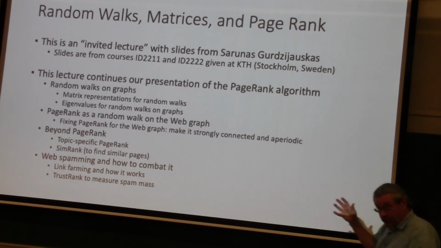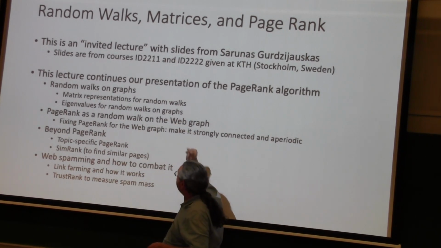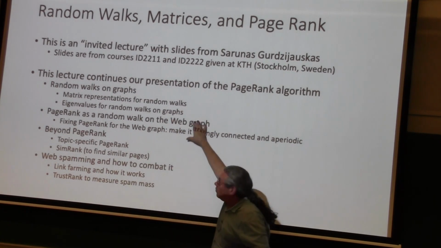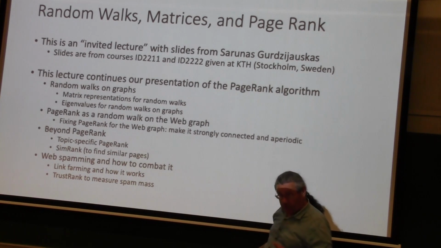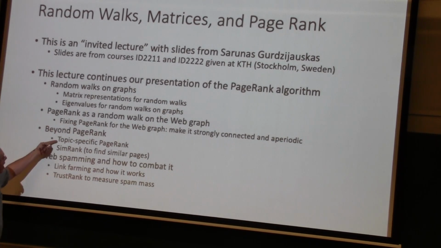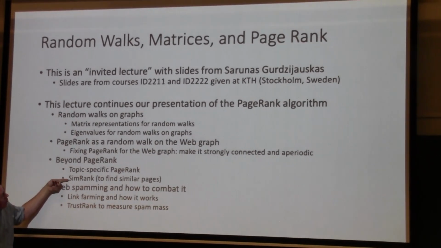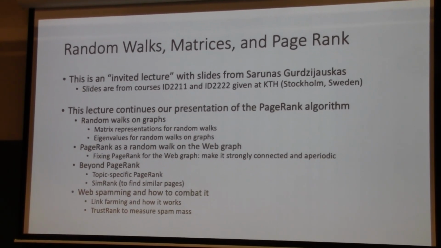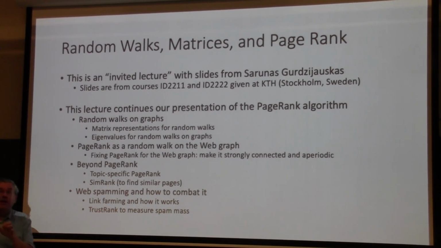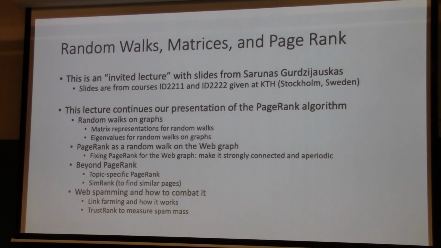So first, I want to give you intuition. We will go a little bit into the math, the matrix representation for random walks, the notion of eigenvalues. Then I will show the PageRank algorithm, how it works exactly, formally. And then we go beyond PageRank. How can you search in a more focused way, topic specific, or how you can find similar pages? Let's say I'm looking for movies that are like this movie, okay? For example, I liked the movie Dune a lot, and I want to find movies that are like this movie, so SimRank lets me do that.